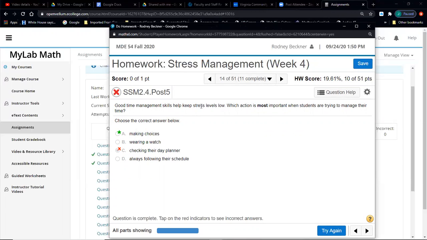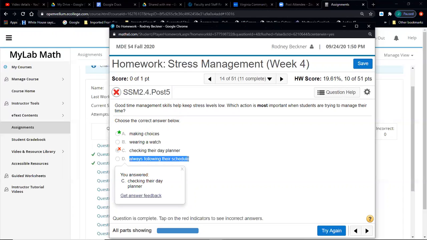Good time management skills help keep stress levels low. Which action is most important when students are trying to manage their time? I mean, this is the first priority. This is definitely the first priority. I'm going to argue with this answer a little bit. Making a schedule and following it to the best of your ability would be the most important, in my opinion.